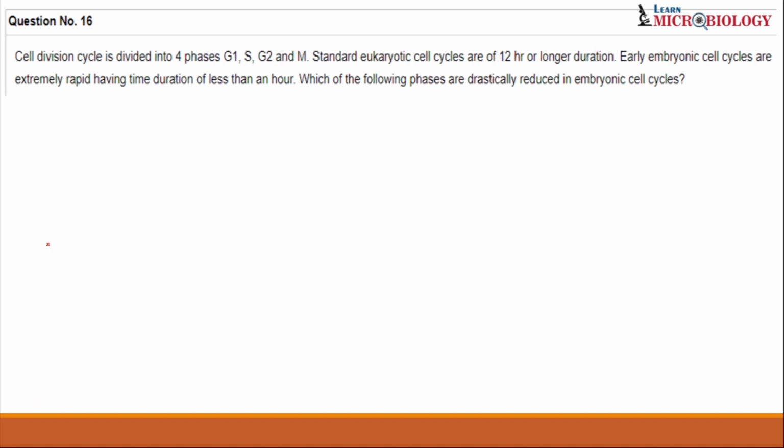Question number 16. The cell division cycle is divided into 4 phases: G1, S, G2, M. Standard eukaryotic cell cycles are 12 hours long. Embryonic cell cycles are extremely rapid, having a duration of less than an hour. Which of the following phases are drastically reduced in the embryonic cell cycle?